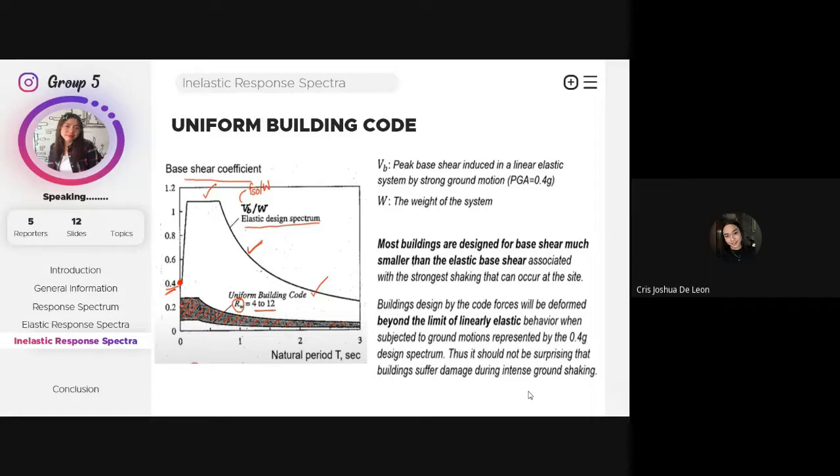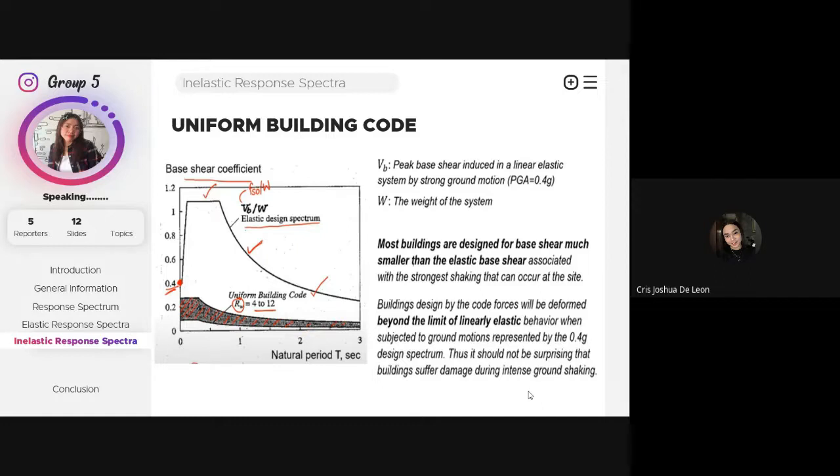So Ve in this graph is the base shear induced in a linear elastic system by strong ground motion having a PGA equal to 0.4 g. W is the weight of the system. So based on the graph, the starting point is the PGA value. So the solid black line is representing the elastic design spectrum, and Ve is the force induced in the linear elastic system.